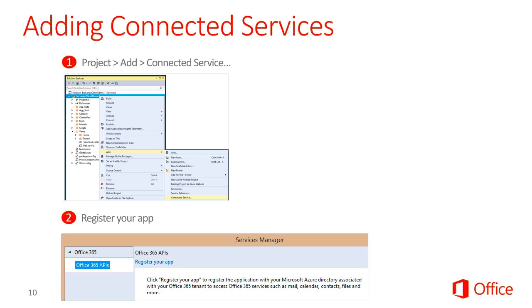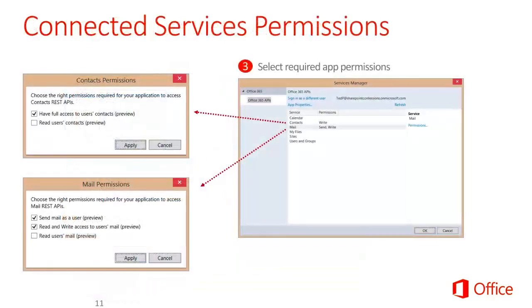This is going to allow you to very easily create a new application in Azure AD. Once you've registered your app, you're then going to assign your application permissions. You can do that by selecting the different services, in this case Mail, and then checking the boxes for what we can actually do.